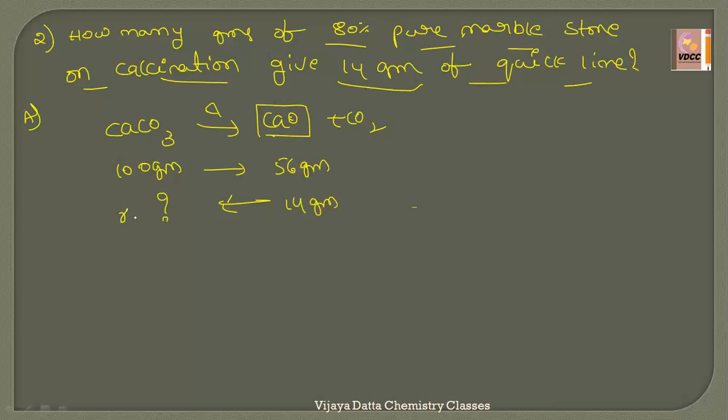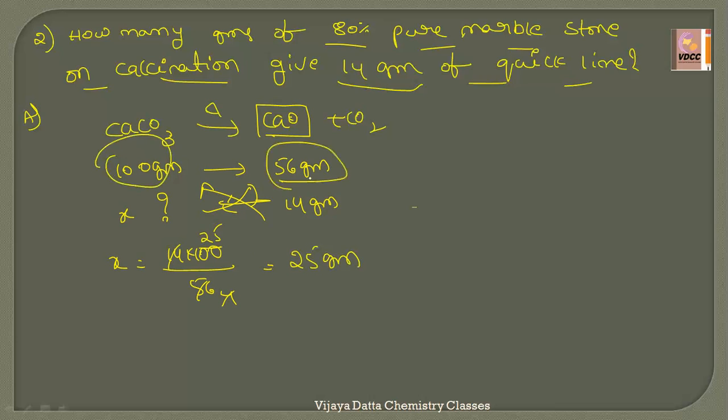So suppose we assume that as x equal to 14 into 100 by 56 grams, by cross multiplication. If you do this, obviously 14 fours are 56, 4 25s are 100. So obviously 25 grams. 100 grams is giving 56 grams of calcium oxide, then 14 grams will be given by 25 grams only, right? So 25 grams of calcium carbonate is required.